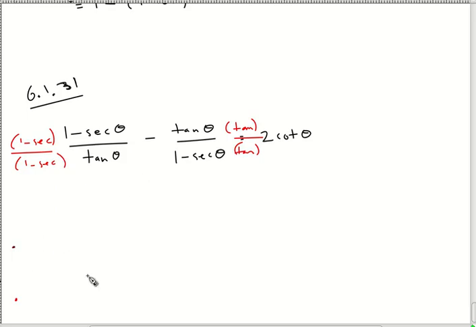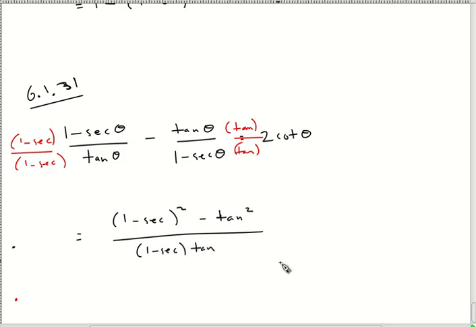So here we go. I've got 1 minus secant, and it's actually squared because there's like 2 of these guys. Notice that it's not secant squared, it's squared like the whole thing. And then I have a tangent squared. And then it's all over one common denominator of 1 minus secant times tangent. Okay. Now, what do we do?